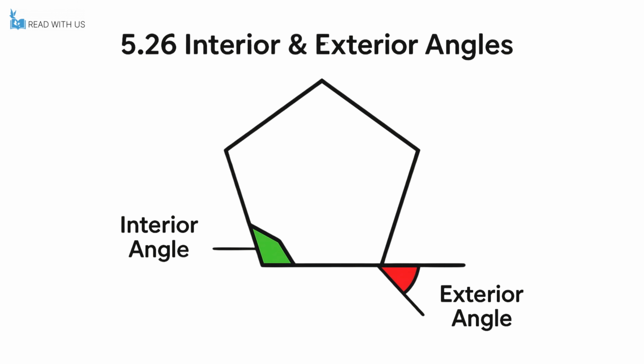In this lesson, we're going to learn about interior and exterior angles in polygons. So, what are interior and exterior angles? An interior angle is the angle formed inside a polygon, where two sides meet. An exterior angle is formed outside the polygon when one side is extended.